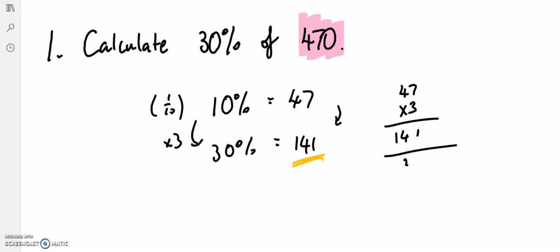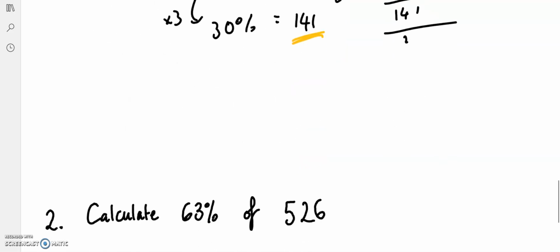We could have done it other ways. We could have figured out 20% and 10% and then added them together. We could have figured out 50%, then taken away 20%. But my base percentage I like to work with is 10%. Okay, that was number one.